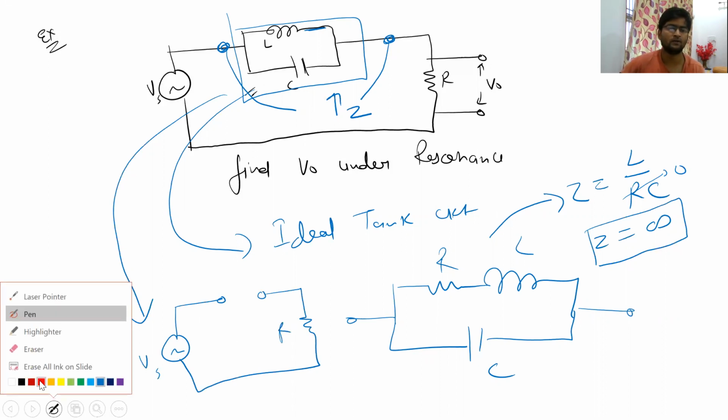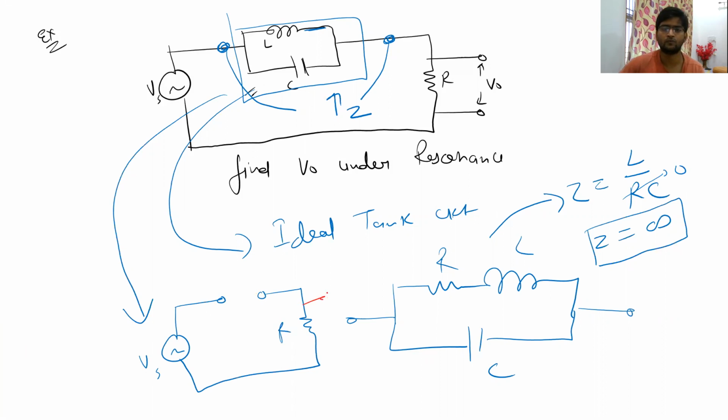Now, can you tell me what is going to be your output voltage? Definitely, since the circuit is already broken, there is no Vs going to R and your VO is going to be 0. So the answer is VO is equal to 0.